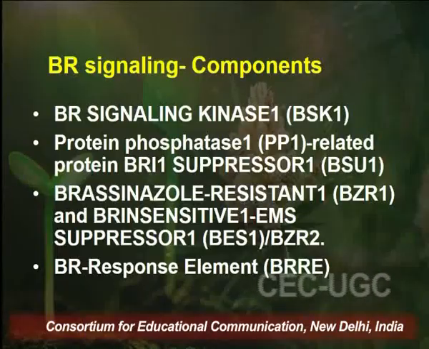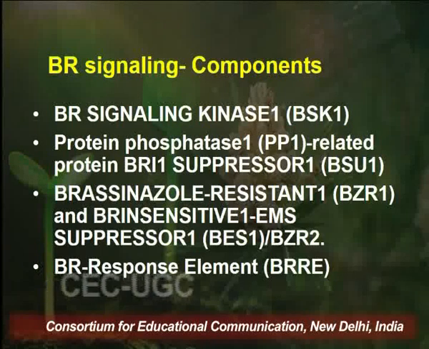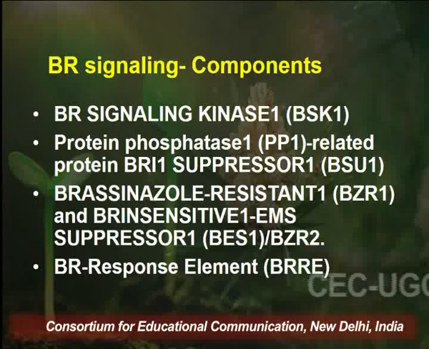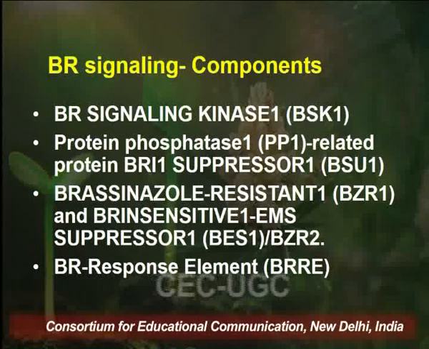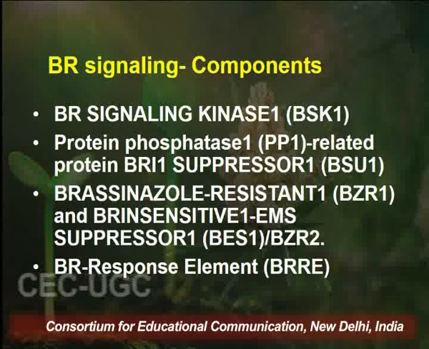Next component is the BR signaling kinase or BSK1. Protein phosphatase molecules are there, and their related protein BRI1 suppressor, that is BSU1 protein, which is responsible for the exhibition of the brassinosteroid responses, and eventually it activates certain proteins which enter into the nucleus of the plant cell, causing initiation of the gene expression.